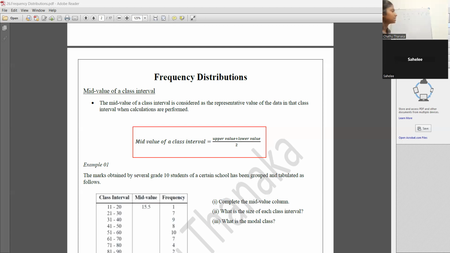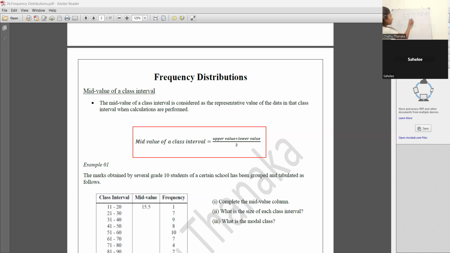Okay. So here this is the method of finding mid value. Now let's see how we find mid value of the second one. What is the method? Just add these two values. 10 plus 12 divide by 2. 10 plus 12 is 22. Then 22 divided by 2, what is the answer? It's 11. So you can understand the mid value of this second class interval is 11.